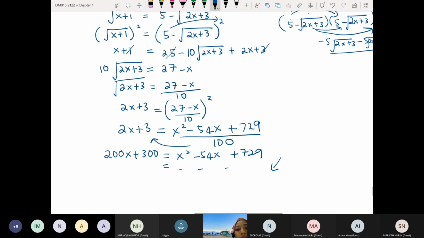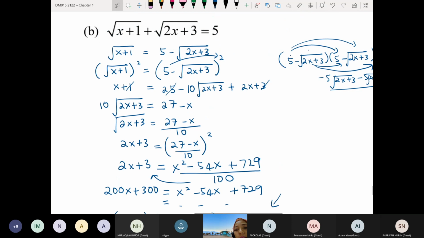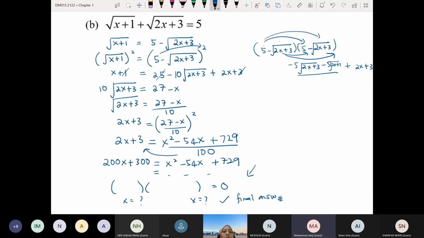Okay, quadratic, you end up with two values of x. Okay, so check x berapa yang pertama, x yang kedua berapa. Okay, masukkan balik, check dapat 5. Mana-mana yang dapat 5 itulah jawapan final. Answer, I leave it to you. Okay. Faham tak? Faham.